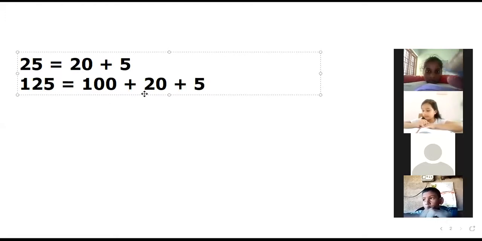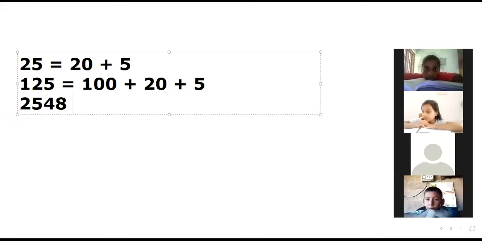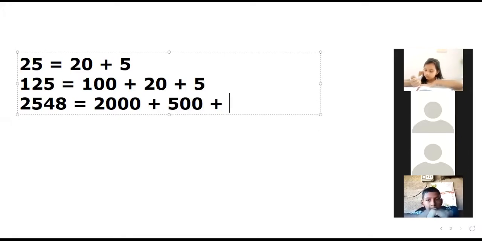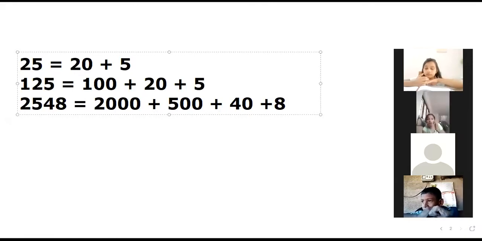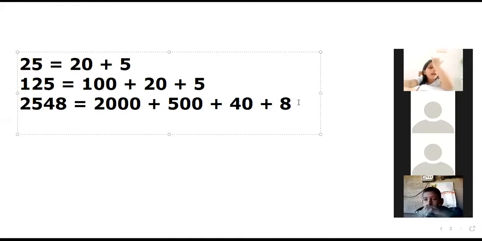Look at these numbers, we can see ones, tens, hundreds here. Then what about the four digit number 2548? The expanded form of 2548 is 2000 plus 500 plus 40 plus 8. This is the expanded form of a four digit number. We can see which are the places: ones, tens, hundreds and thousands, right? Then what about a five digit number? You don't know that, right?